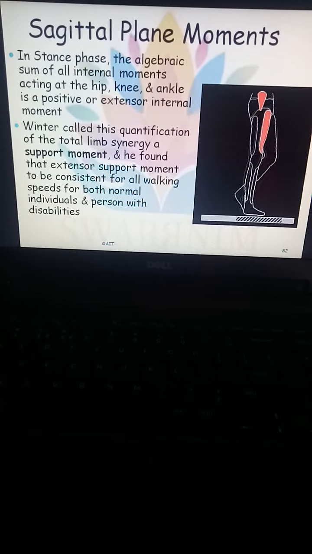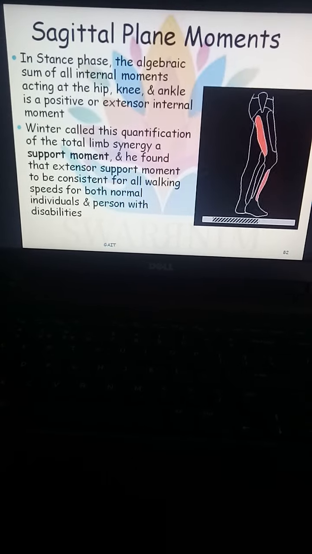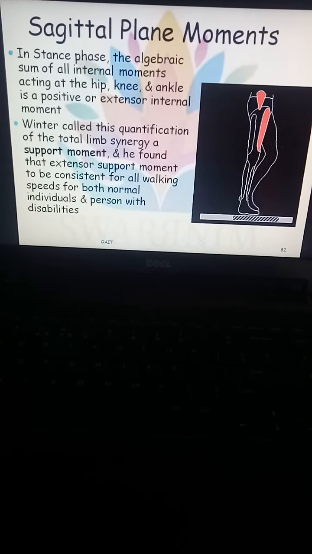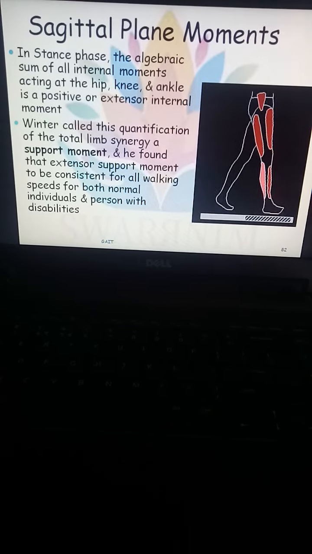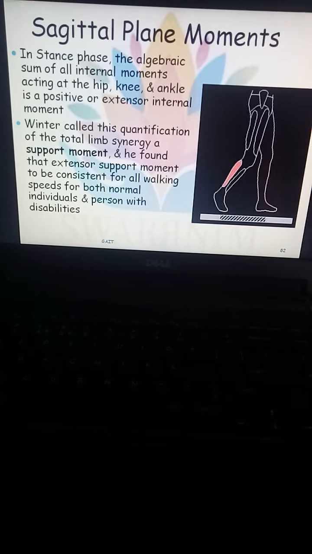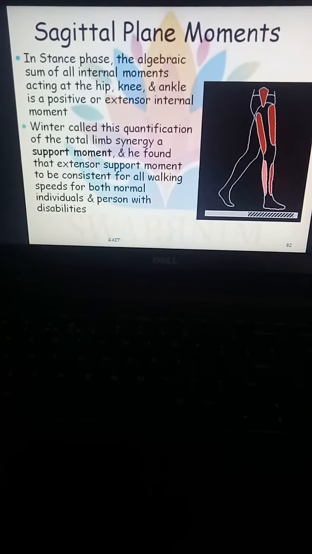Good afternoon, everyone. As we continue with the kinematics and kinetics of the gait, today we will talk about the sagittal plane moment and what forces occur in the different planes and axes. So, first is the sagittal plane.